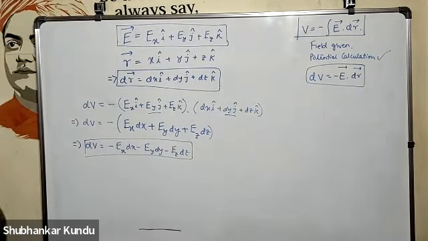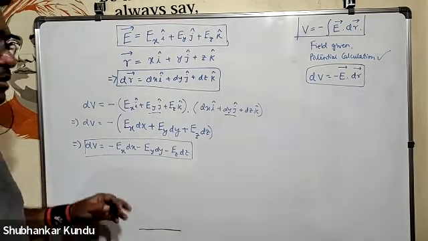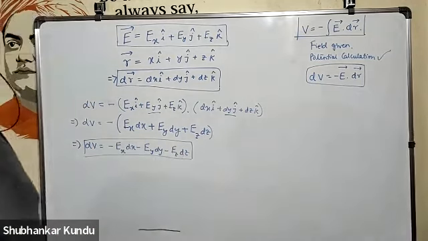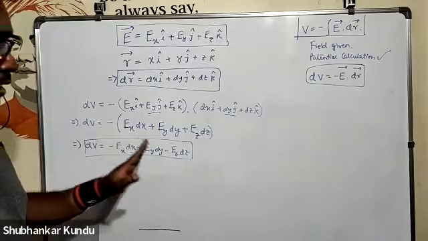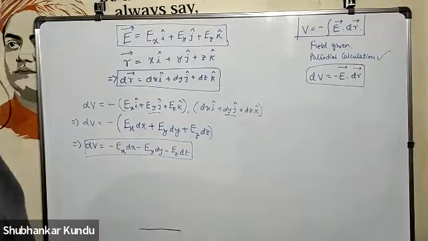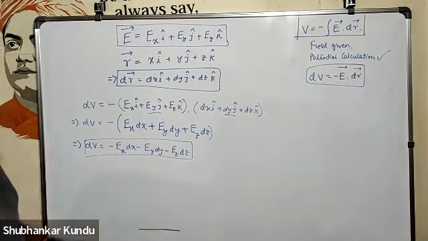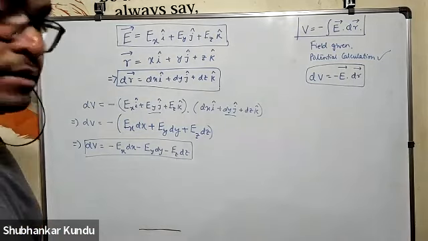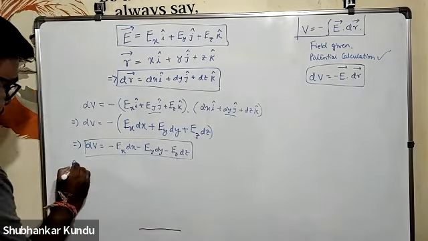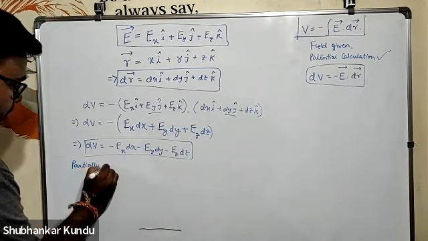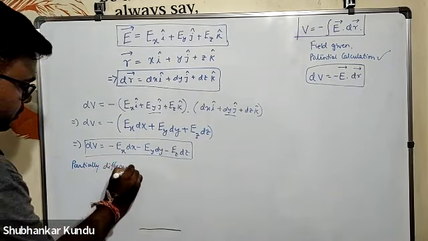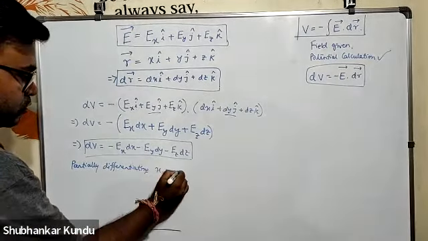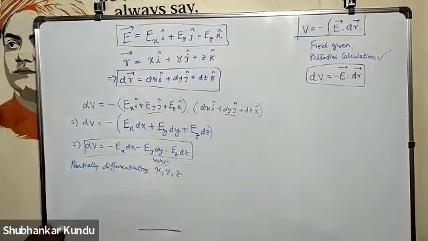Now what will we be doing? Now we'll be partially differentiating this expression again. We'll be partially differentiating this expression once with respect to x, then with respect to y, then with respect to z. dV is equal to minus Ex dx minus Ey dy and minus Ez dz. We'll be partially differentiating first with respect to x, then with respect to y, then with respect to z.